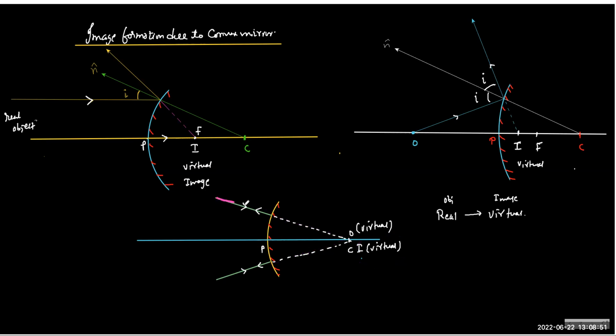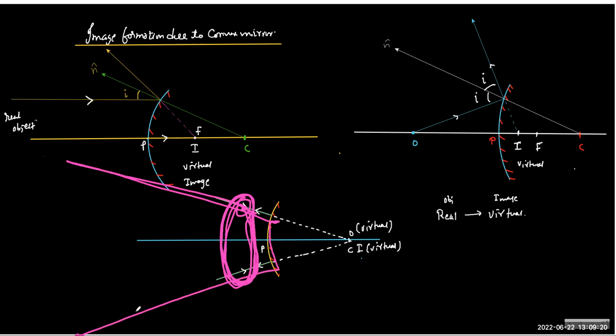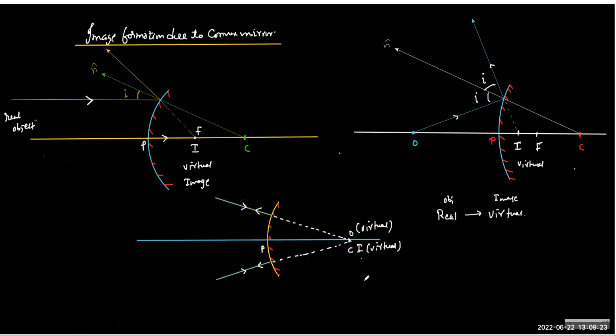And the incident one, you can see these two incident rays. If you trace them back, they will also not meet. This is virtual object and virtual image. So what do you realize? The convex mirror is capable of creating virtual from virtual, which was not possible in the previous case.